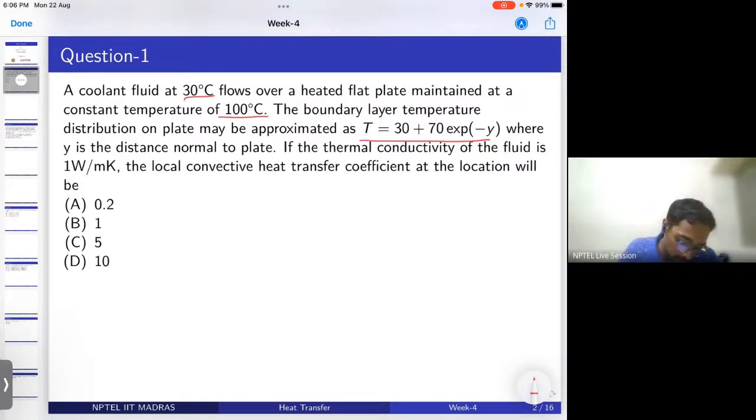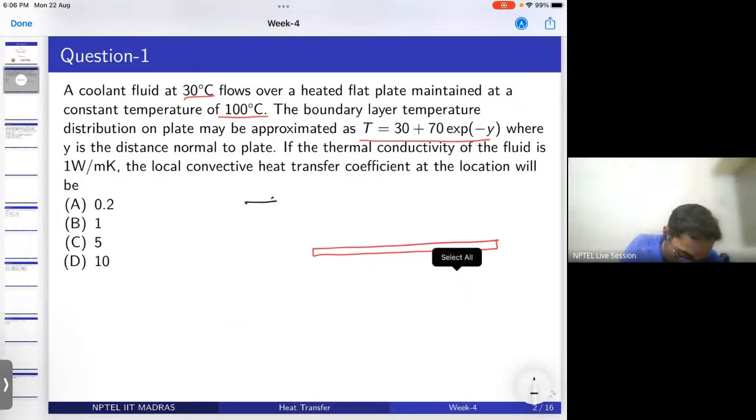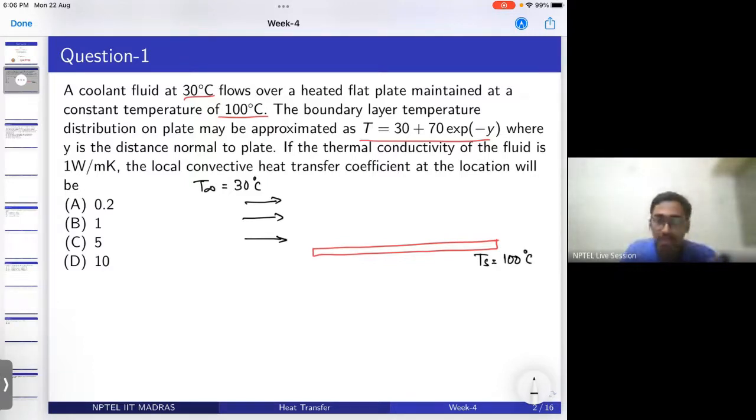I will just draw the schematic. It is just a flow over a flat plate. This is the flat plate, over which the flow occurs. The temperature of the flow, T infinity, is given as 30 degrees Celsius, and Ts, the temperature of the surface or the plate, is given as 100 degrees Celsius. As there is a temperature difference, heat transfer will take place.